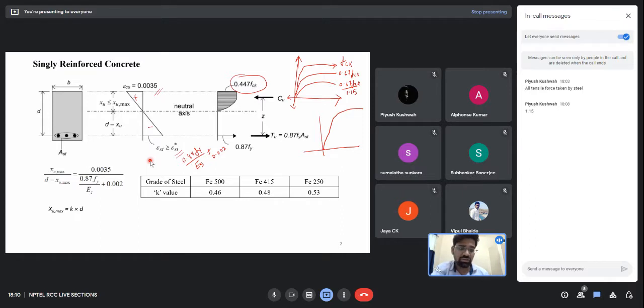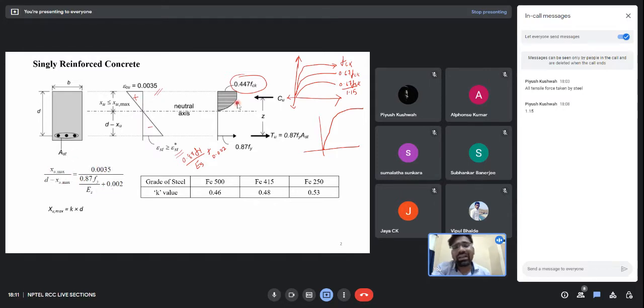So let's proceed to the next part now. From these two profiles we can generate two equations. From the strain profile we can have the strain compatibility equation. This is the neutral axis. For a balanced section we have the actual depth and the limiting depth equal, but the neutral axis always lies at the limiting depth of neutral axis. Then from this strain diagram, by similar triangles, we can get this equation from strain compatibility.